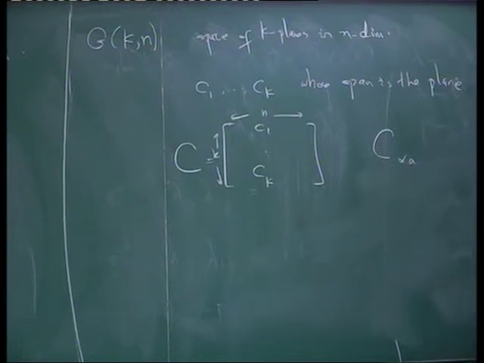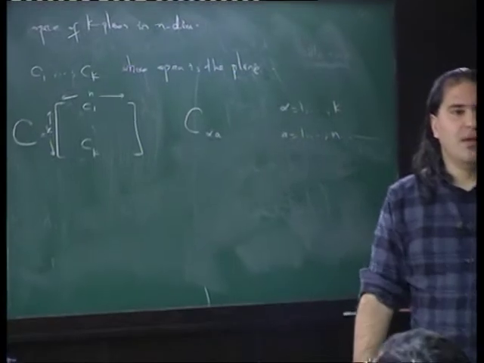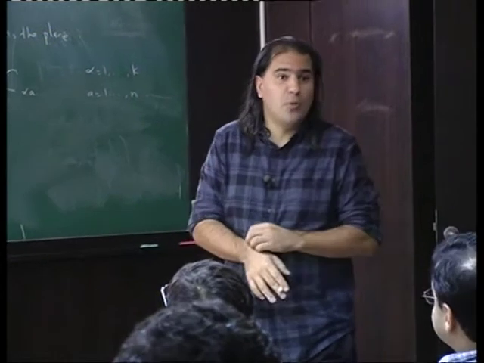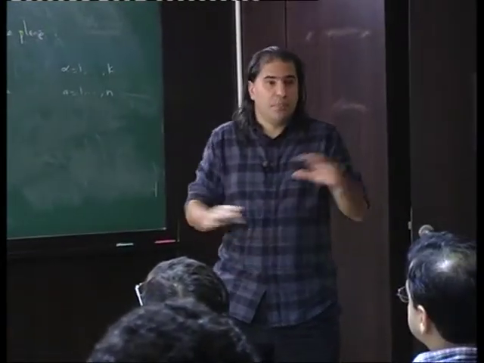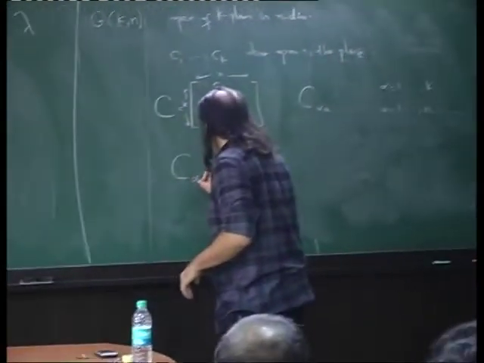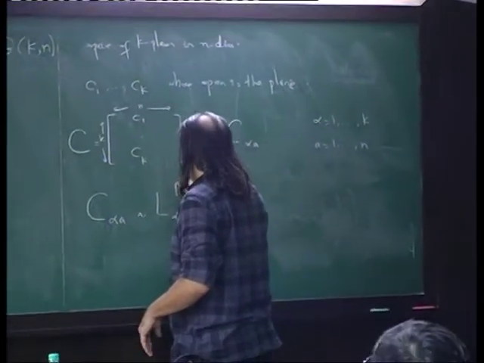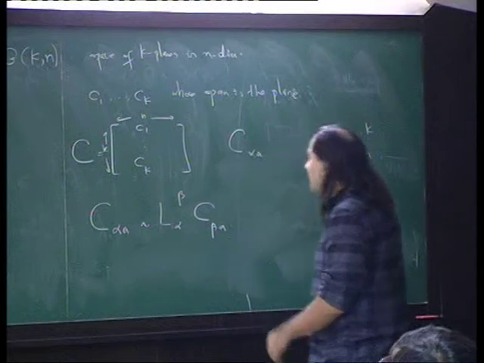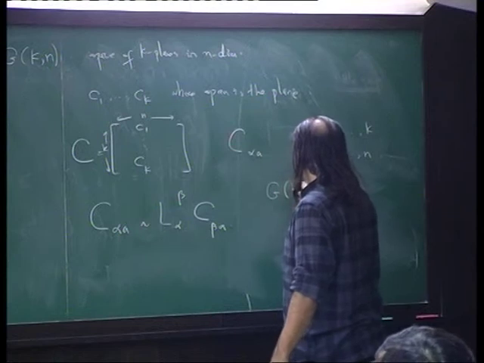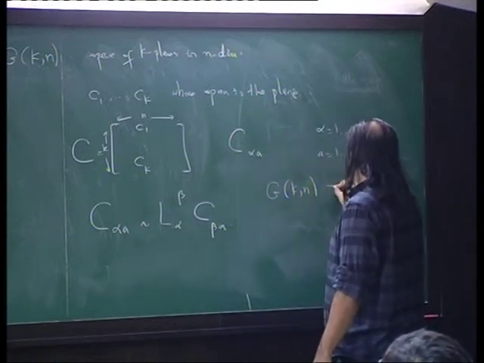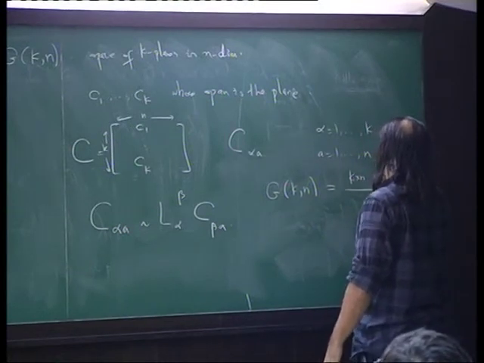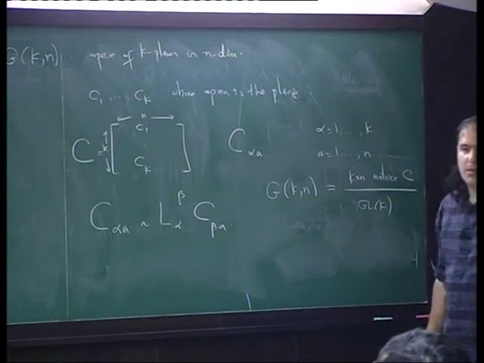But I should be able to come up with any set of k vectors. I can do any k by k linear transformation I want. That will change what the k vectors are, but it'll leave the plane invariant. So if I'm going to describe it in this way, I have to identify, as a redundancy, c alpha a with any k by k linear transformation on it. So this space of k-planes in n dimensions is the same as the space of k by n matrices C modulo this GL(k) action.